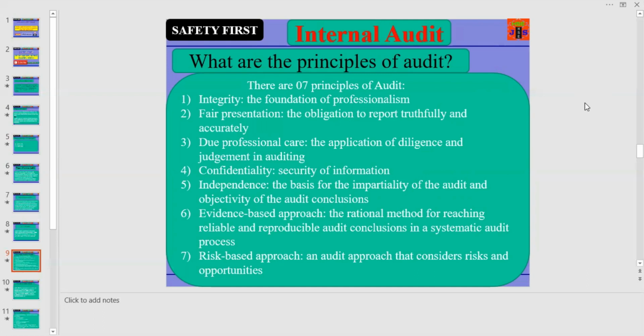Number five, independence, the basis for the impartiality of the audit and objectivity of the audit conclusions. Number six, evidence based approach, the rational method for reaching reliable and reproducible audit conclusions in a systematic audit process. And number seven, risk based approach, an audit approach that considers risk and opportunities.